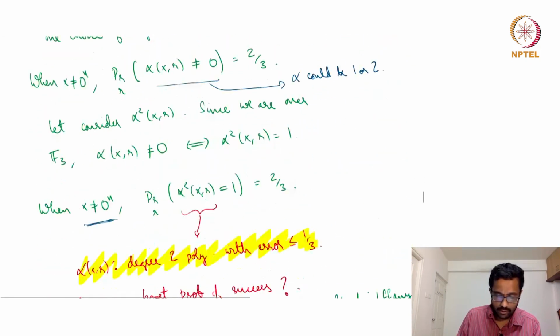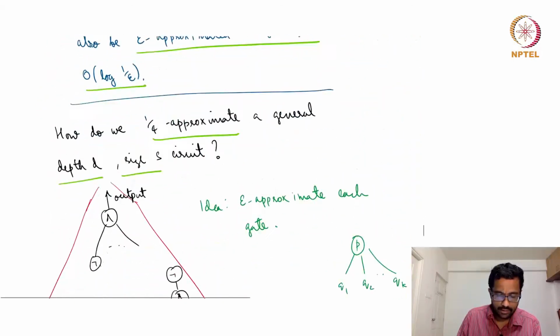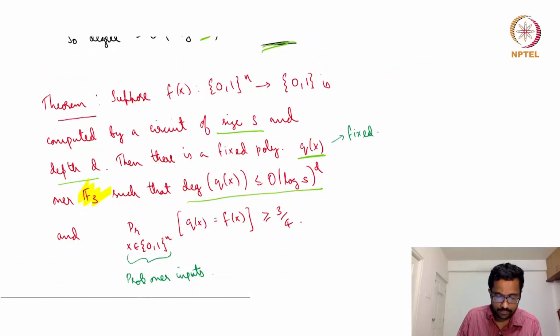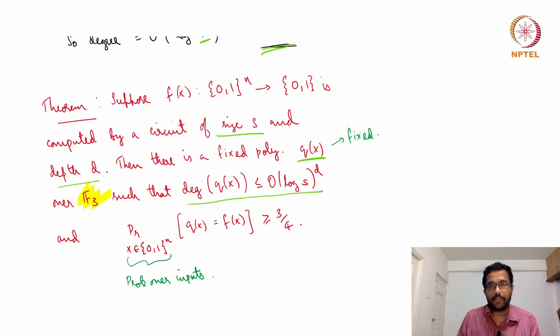And then we saw that using this result, we actually get a single polynomial over F3 that will agree with the function on 3/4 of the inputs. So if you let the input change, there is no randomness, the polynomial is fixed, and it will agree with the function on 75% of the inputs. And we saw why this is.